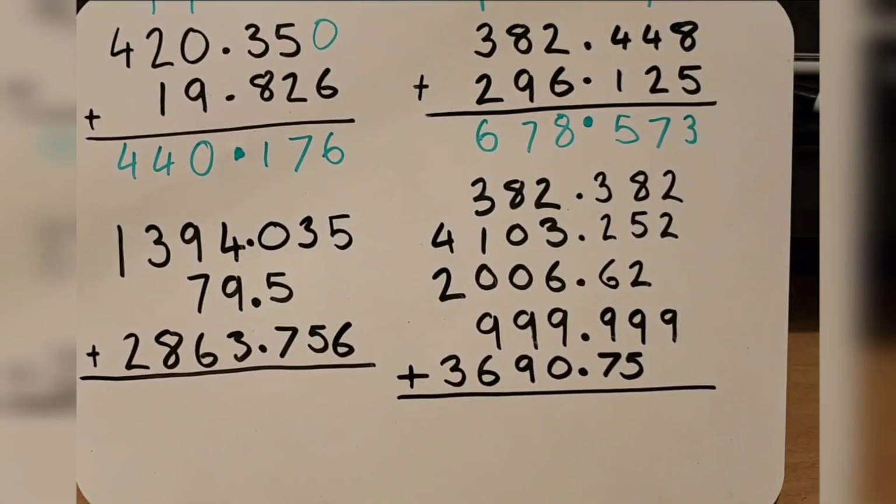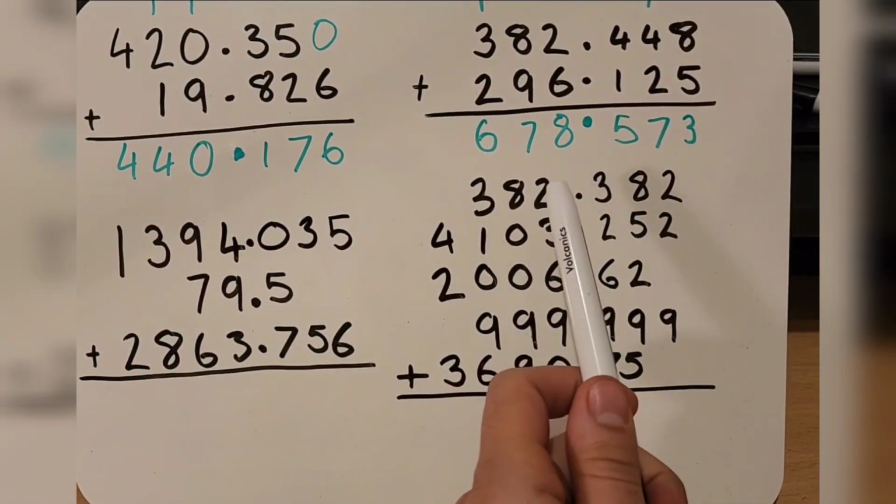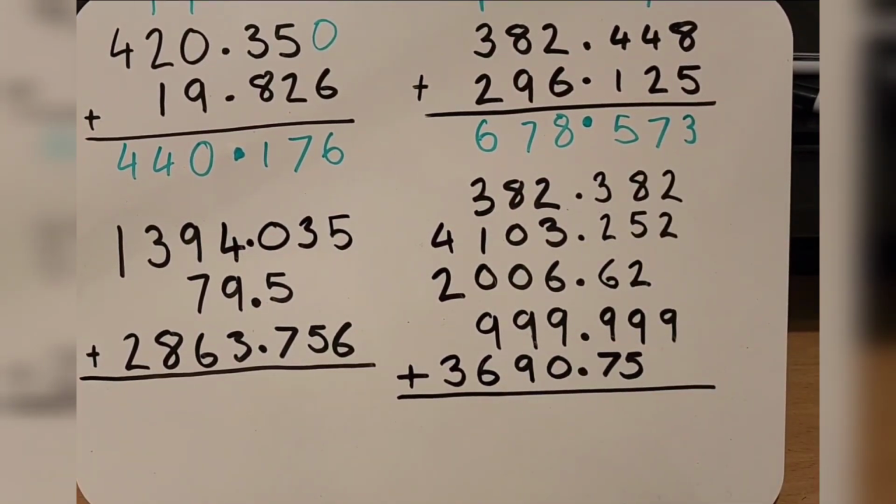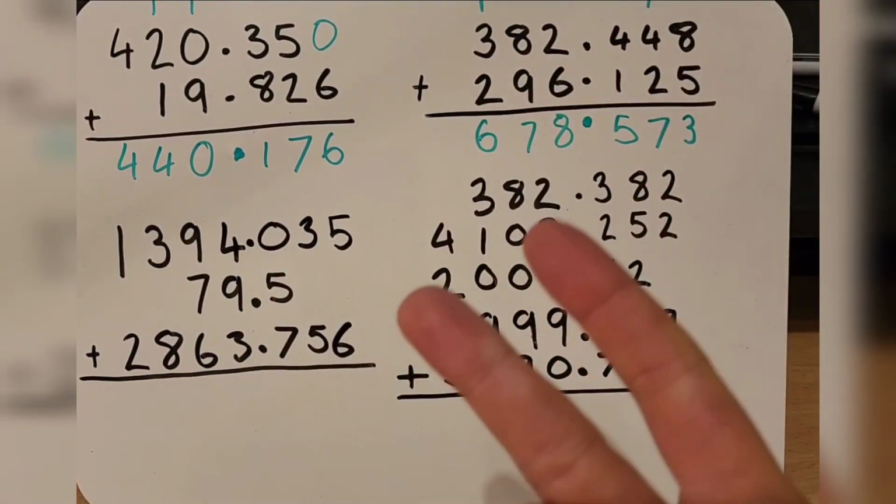Right, so now we're back with the answers for the first 2. We have 440.176 and we have 678.573. Okay, gonna give you another opportunity to do the bottom ones. 3, 2, 1.